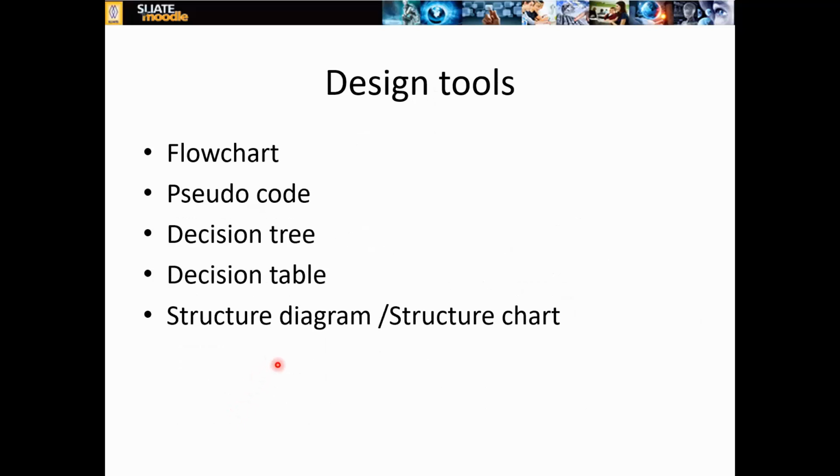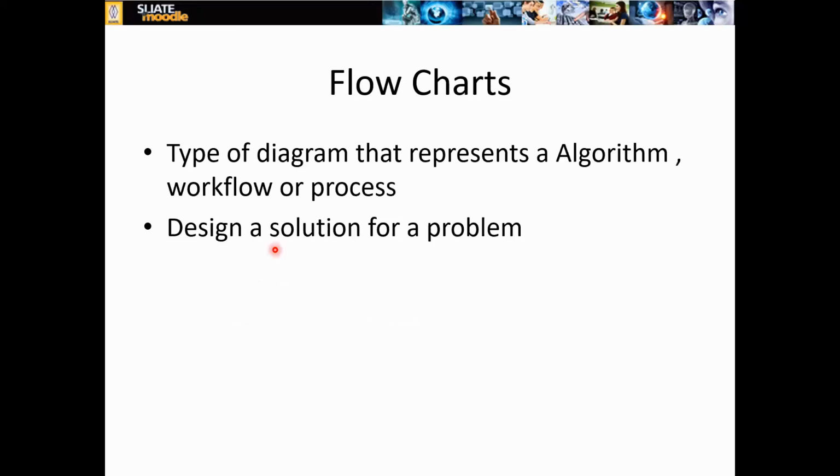And when we design programs, last day we learned the flowchart. Other than flowchart, we have different options to do that: pseudocode, decision tree, decision table, structure diagram, or else we can mention structure chart. Right? Flowchart we already know, but we are going to discuss some more about it. We are going to talk about pseudocode, decision tree, decision tables, structure charts, and structure diagrams.